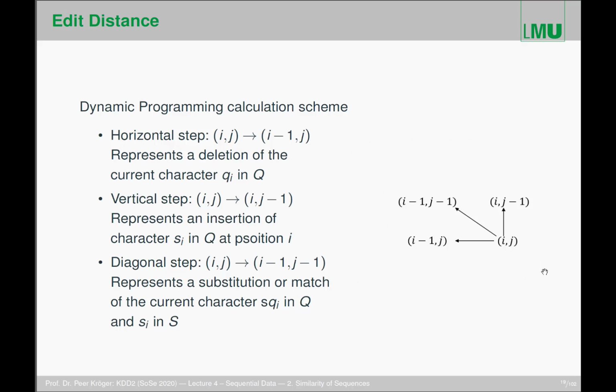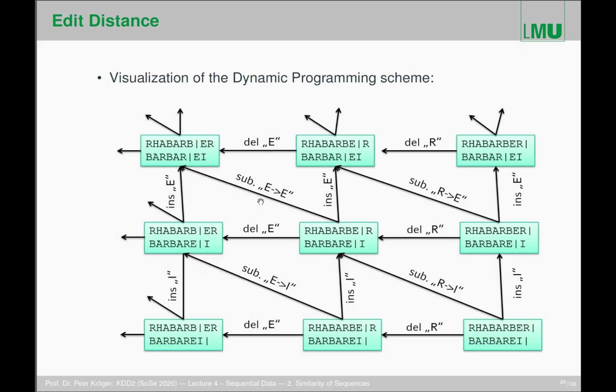We try to start at the far right, bottom end here, and try to find the optimal alignment path using these 3 calculation schemes. Here you see how that works, again with Rhabarber and Barbarei. Don't get confused with this symbol here. It just tells you that this is the current position where you are, left of this symbol.